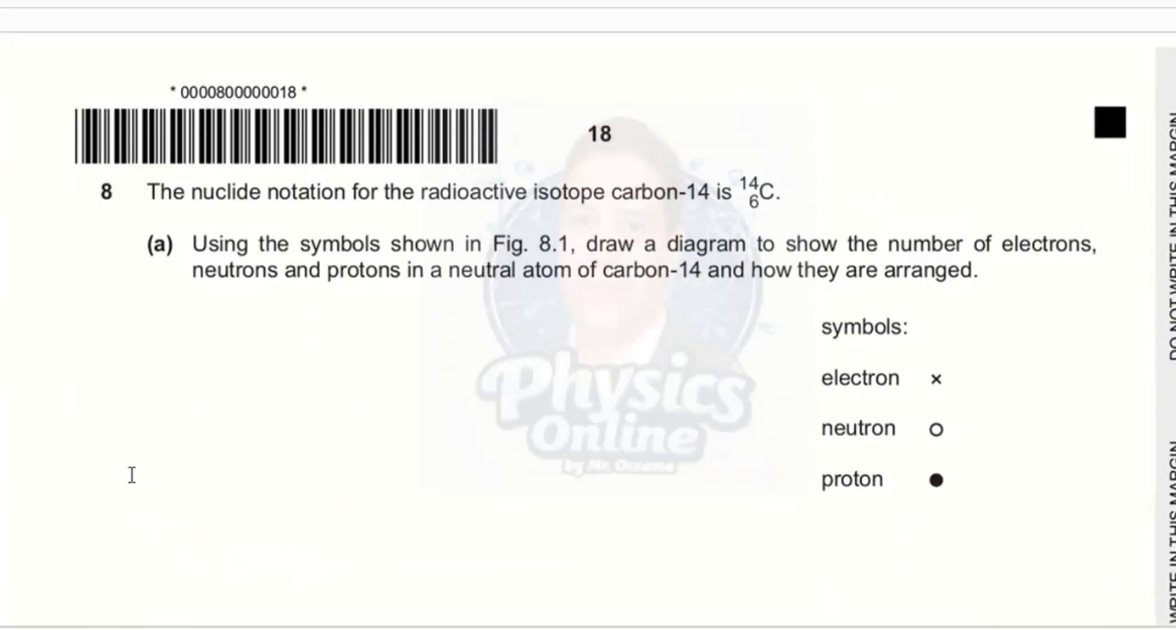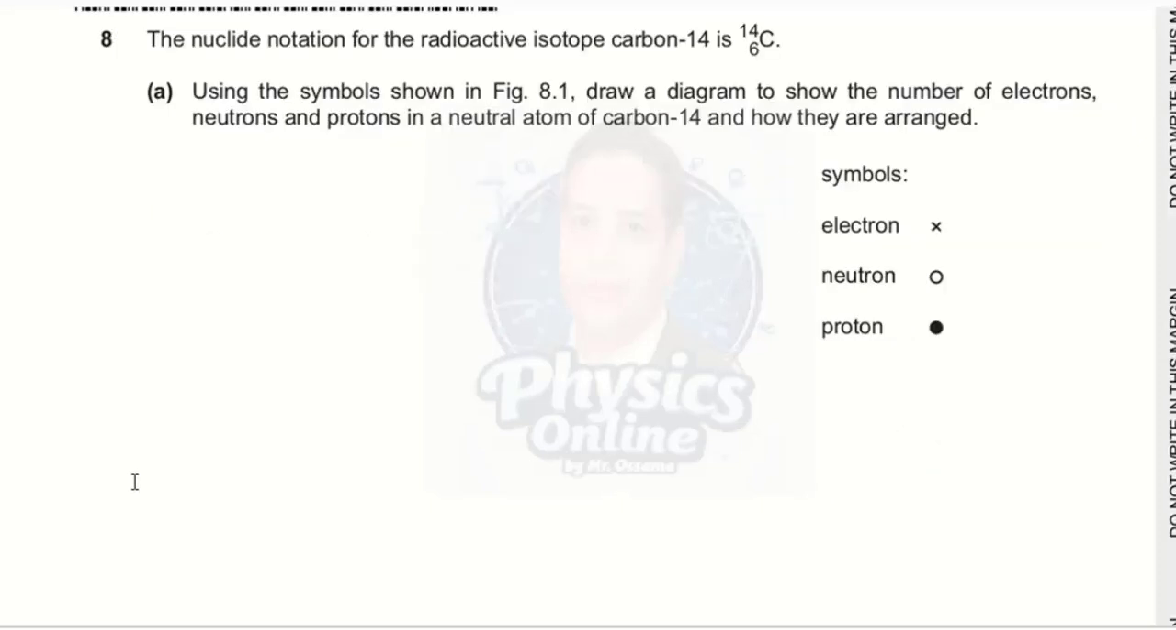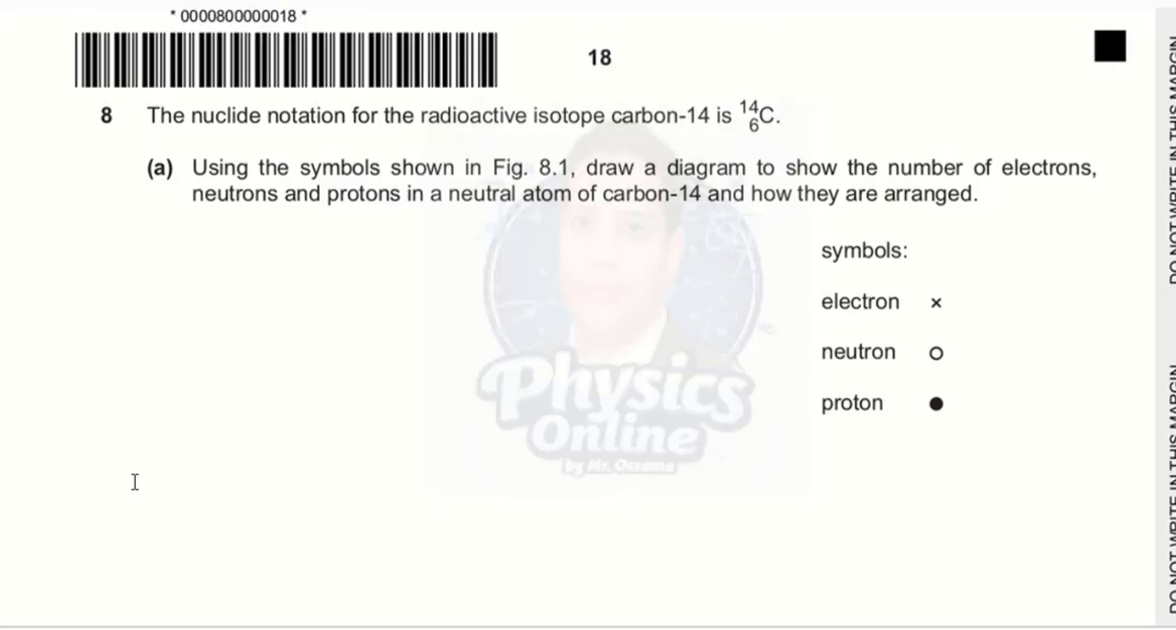A nuclear mutation of the radioactive isotope of carbon-14, C-14. Using the symbols shown in figure 8.1, draw a diagram to show the number of electrons, neutrons, and protons in the neutral atom of carbon-14 and how they are arranged. Let's start first with drawing the nucleus.